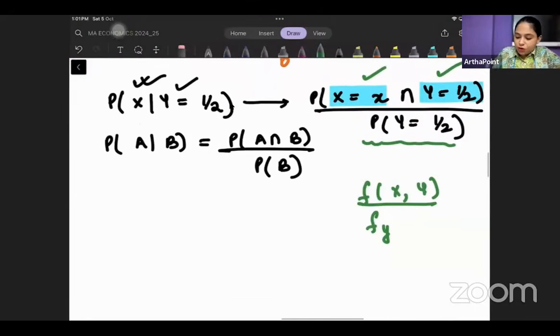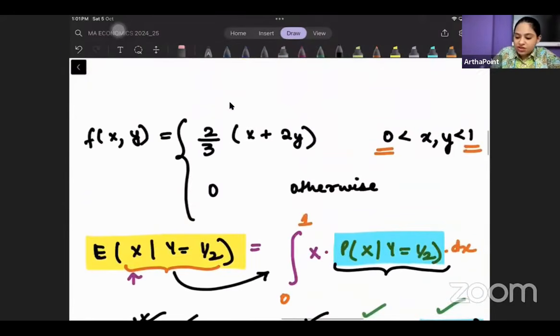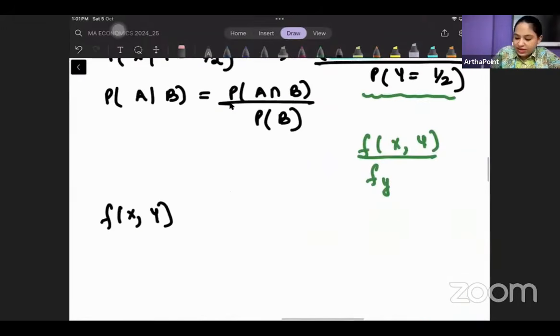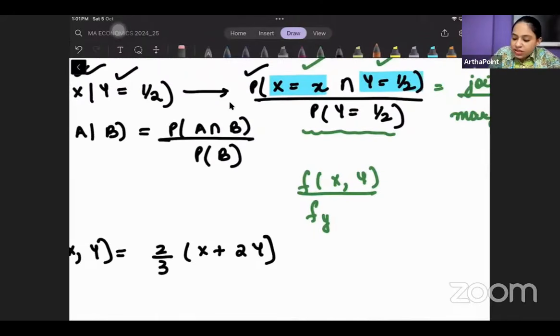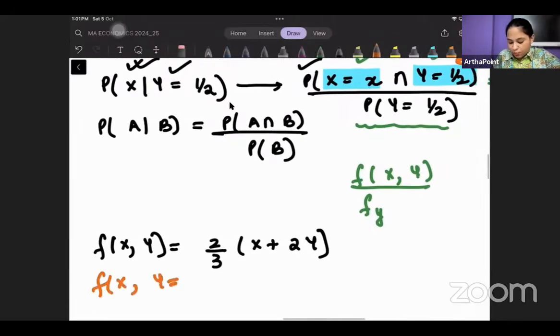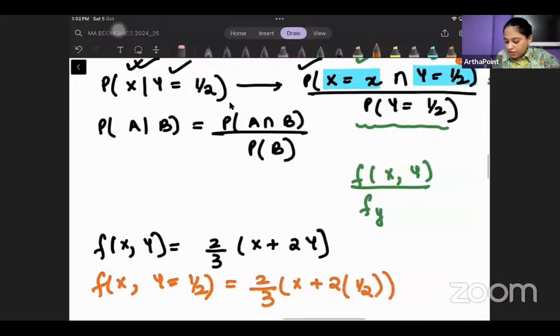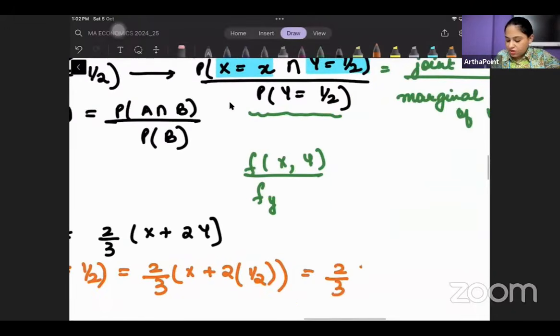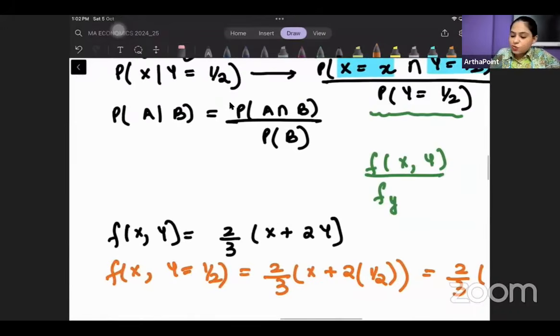So what is the numerator now? What is f of xy? Well, f of xy is already given to me as this value: 2/3 x plus 2y, so I wrote that. And the numerator tells us that we need to keep the value of y at half. So we plug in y at half. It means I will get 2/3 x plus 2 into half, which becomes 2/3 x plus 1. This is my numerator. Now let's look at the denominator.